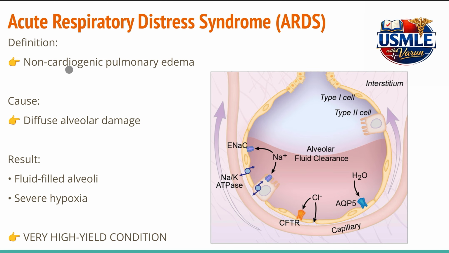This is a condition where the lungs become filled with fluid, but importantly, this is not because of heart failure, and this distinction is very crucial. The underlying problem is diffuse alveolar damage. The alveoli are the primary sites of gas exchange. Normal alveoli are air filled, which allows oxygen to pass into the blood, but in ARDS they become filled with protein rich fluid. This severely impairs oxygen transfer and leads to profound hypoxia.